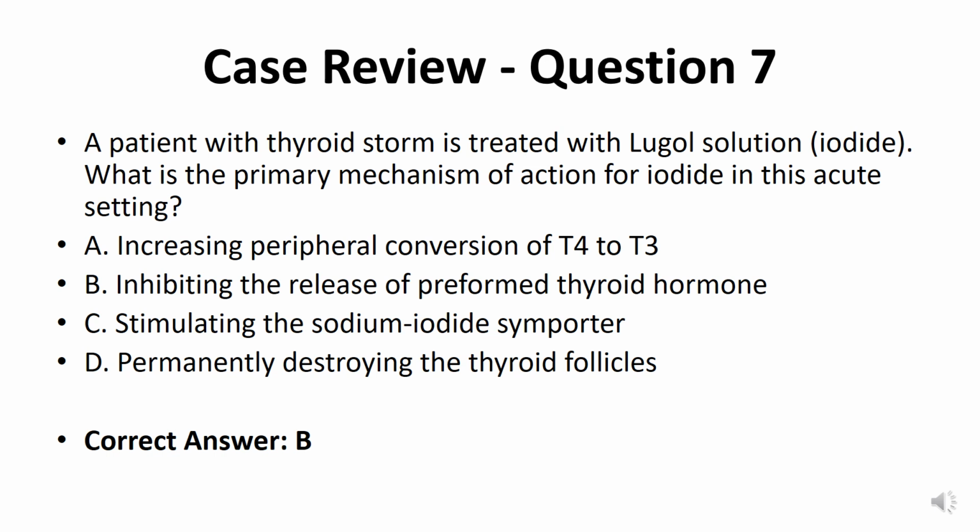The correct answer is B, inhibiting the release of preformed thyroid hormone. Thyroid storm is a life-threatening endocrine emergency caused by extreme excess thyroid hormone activity. Patients may develop high fever, severe tachycardia, agitation, delirium, heart failure, and cardiovascular collapse. Because thyroid hormones affect nearly every organ system, rapid treatment is critical.